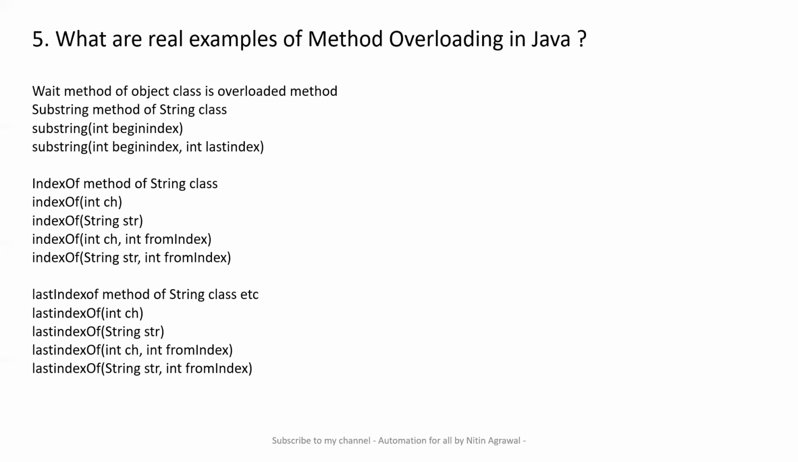On the same note, we are having last index of method of a string class. So here also we are having four variations, right?